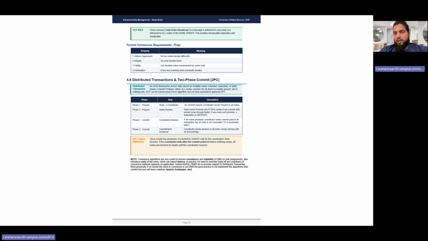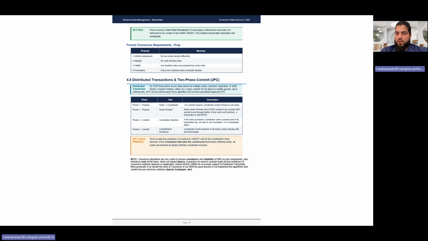A node sends a promise only if it is 100% certain it can commit and persist. They should commit and persist even through failures. If any node does not promise, the transaction is aborted. Like we discussed, if anyone says abort, all of them should abort. It's the all-or-nothing rule. In phase two, the commit stage, the coordinator decides: if all nodes promised to commit, the coordinator writes the decision to the transaction log.